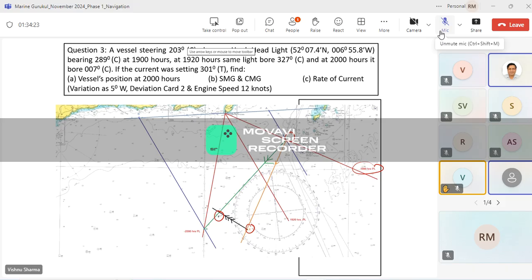Which one? There you transfer yellow color PL. Name the point now, man. After applying current, the point was... Can't you see the points? I can see, sir. So can you name it? After allowing current, sir, in course made good, Point F.